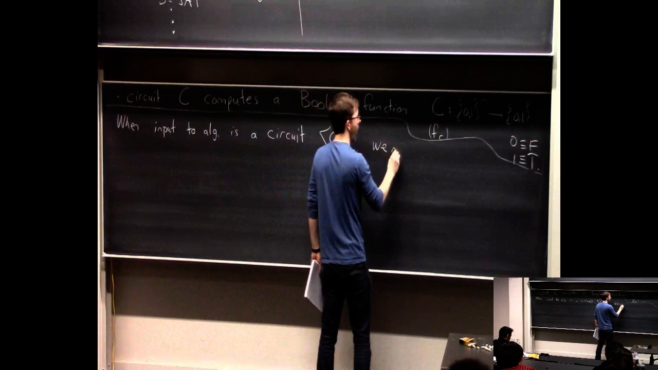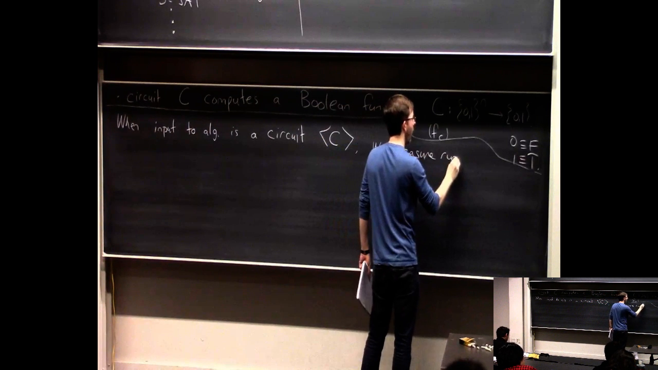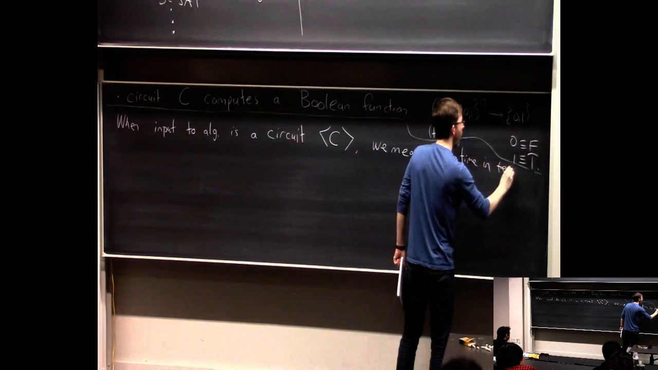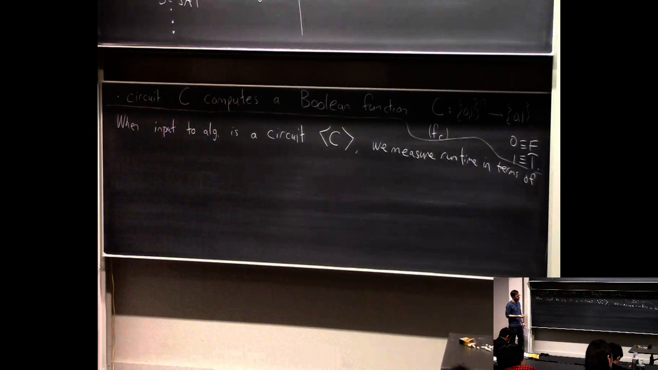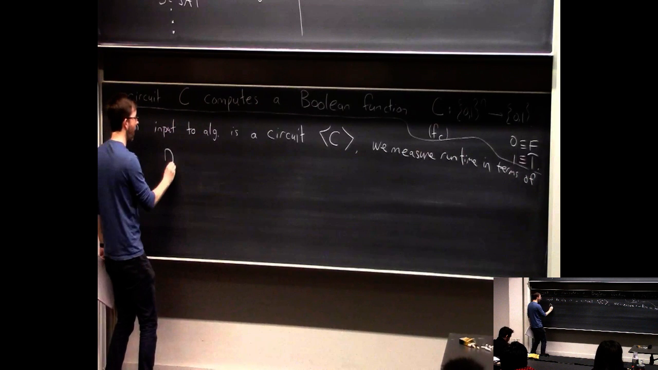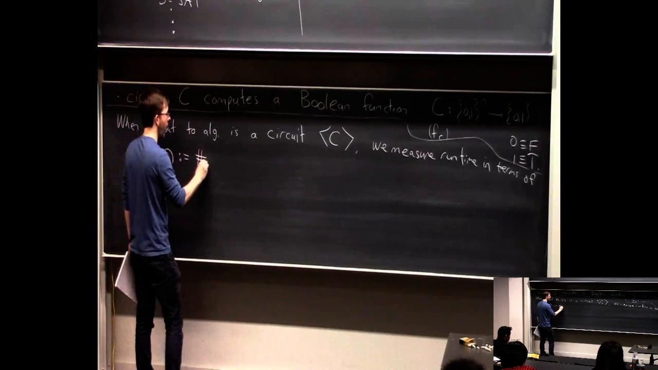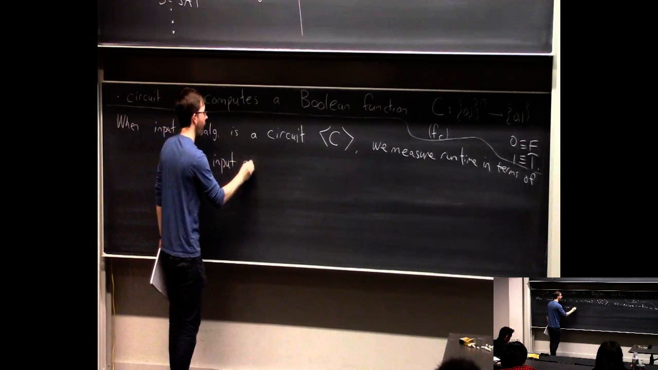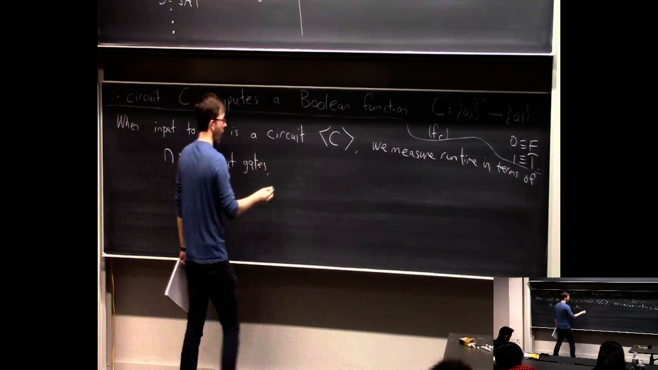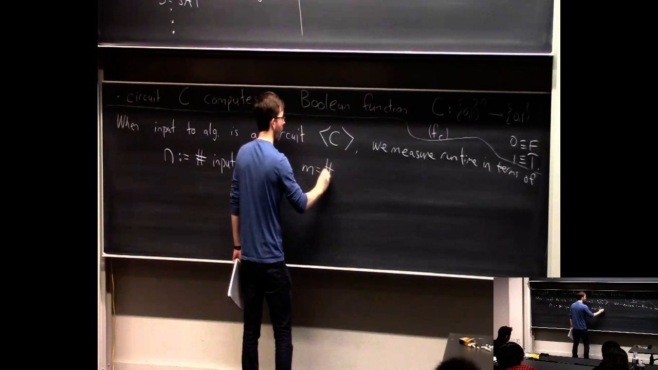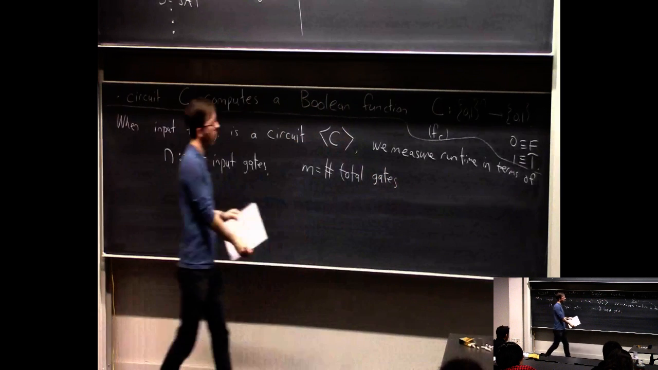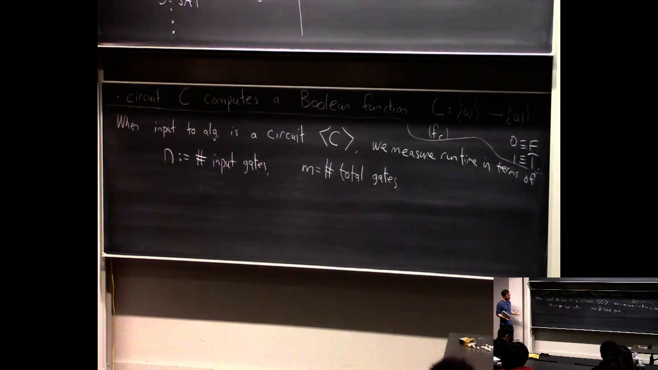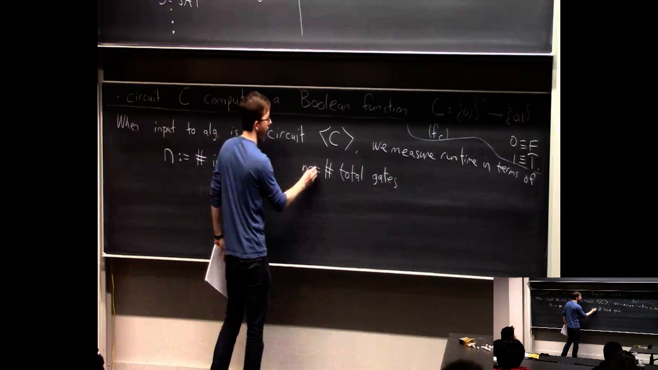For input to the circuit, it's a circuit like C, we usually measure running times in terms of 2 parameters. With graphs, it's usually n is the number of vertices and m is the number of edges. Here it's almost the same thing. N denotes the number of input gates, and m denotes the total number of gates. It's actually not so often that you're running algorithms where the input is a circuit. But in those cases where it happens, you usually measure the running time in terms of n and m.